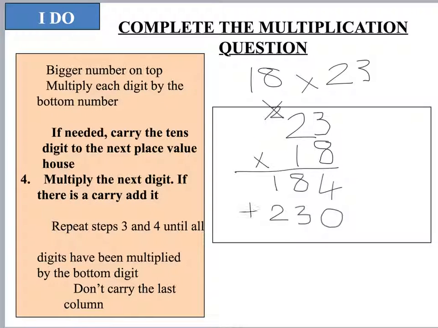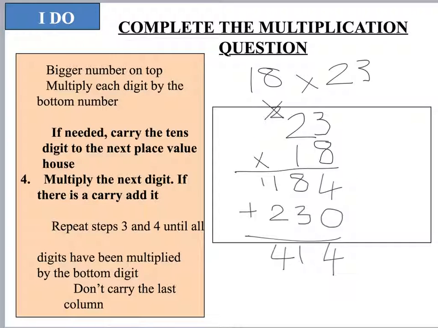Once you've done that, you need to add those numbers together. So first, 4 plus 0 is 4. 8 plus 3 is 11, 1 there, carry the 1. 2 plus 1 is 3, plus your carry is 4. So the answer is 414. Just very quickly again, first step, multiply this number by the ones house. Then multiply this number by the tens house, making sure you put your place value holder in. Then you need to add this number and this number together to get your final answer.